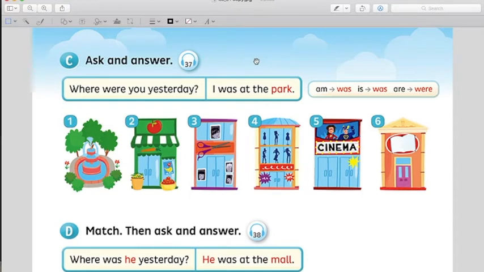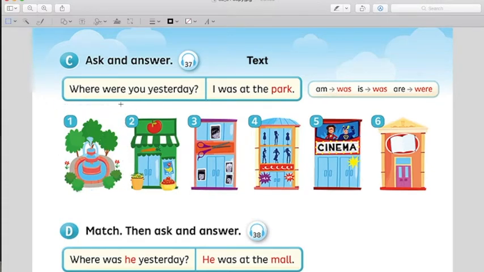Okay, so here we are again. We're just going to ask the question, and we're just going to go ahead and give the answer. So the first one is already up here. Where were you yesterday? And number one is a park. So the answer is I was at the park. Since it's past tense, we use was, not am.